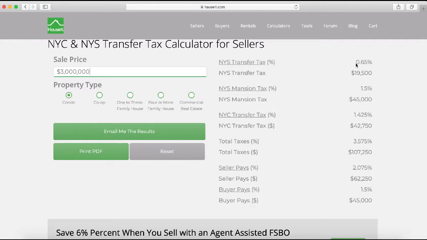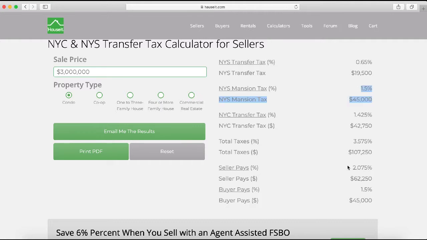Now, in terms of the transfer tax itself, we've talked about the New York State component and the New York City component, but there's also another transfer tax that comes into play for sale prices of $1 million or more, which is called the mansion tax. The mansion tax is not customarily referred to as a transfer tax, primarily because sellers pay transfer taxes and buyers pay the mansion tax. But because this is a transfer tax calculator, we felt it was appropriate to include the mansion tax here just for your own analysis.